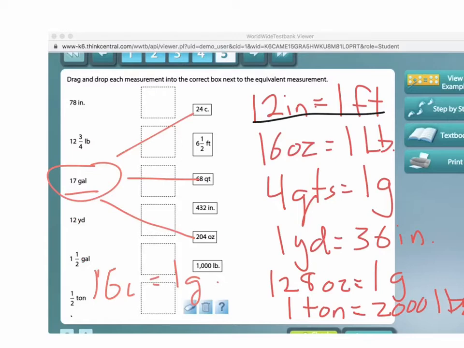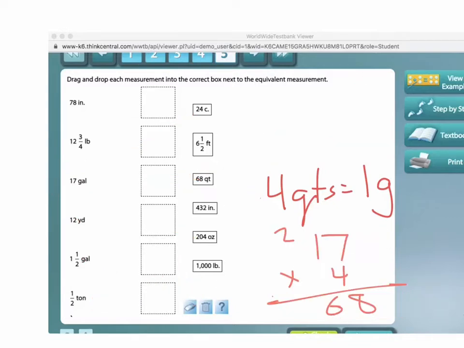Okay. So right off the bat, knowing that, I know that 17 gallons is not going to equal 24 cups because it would be way too many. So I am confident that my answer is going to be 68 quarts, but I still have to show the math. So how many quarts are in a gallon? 4. So in order to figure this out, I multiply 4 times 17. And sure enough, 17 times 4, 4 times 7 is 28. Regroup the two tens. 4 times 1 plus 2 tens is 6, so it's 68. So 17 gallons is equivalent to 68 quarts.